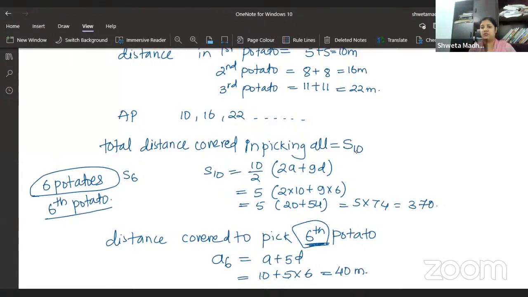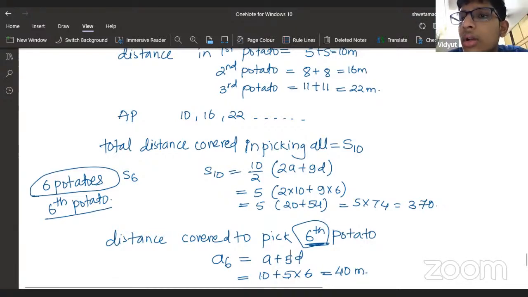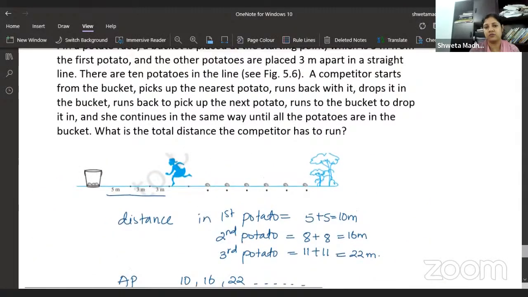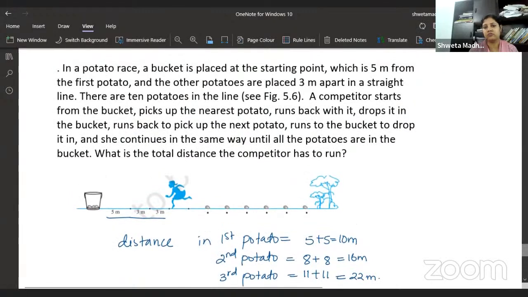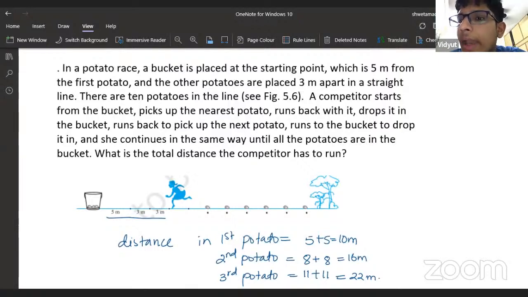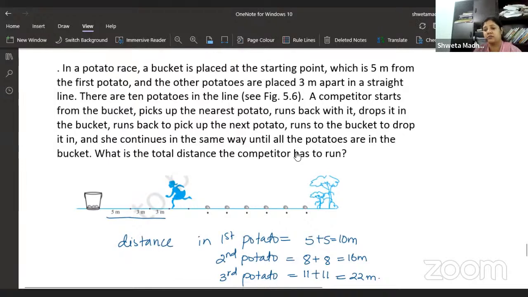So remember the question. Actually, because of this question I started all these. Ma'am, could you please scroll up to the question? Just a minute, I want to see. This question was not there. It is an NCERT question. So, ma'am, here you told we have to do it for 10, because there are 10 potatoes. I have added a second question. This is the NCERT question.